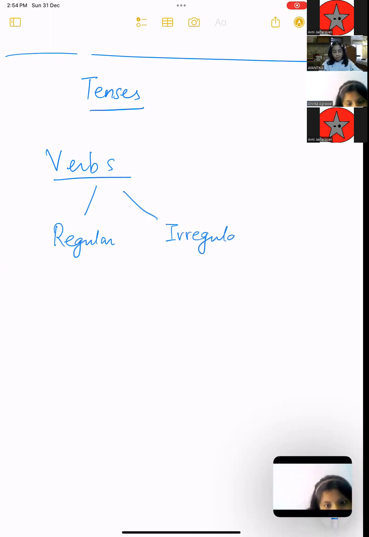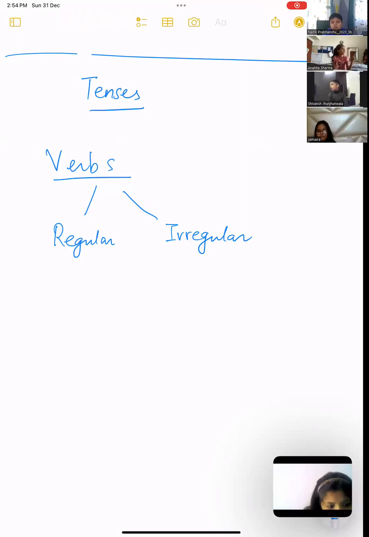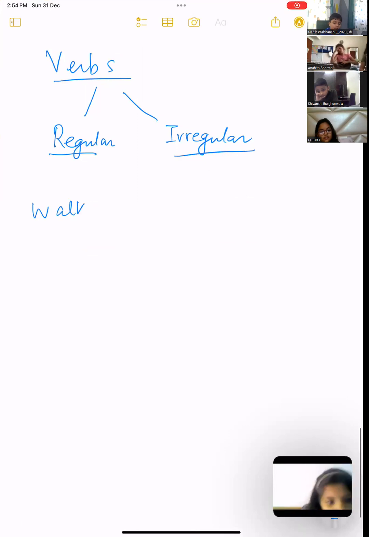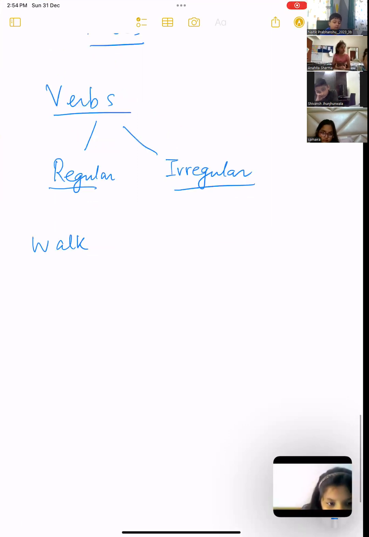Do you know the difference between them? Anyone here? No, ma'am. Shivansh, how about you? Do you know the difference between regular and irregular verbs? I'm sure you guys know. Hi, Samira. Once I brief you, you will be like, oh, I knew this. Maybe you don't know the terms regular and irregular. Okay? So suppose I have a verb walk, and I have another verb, say break.